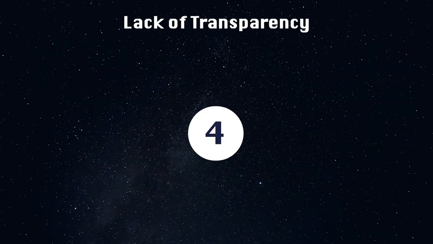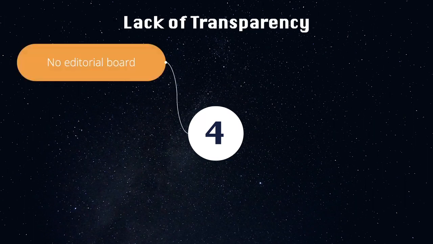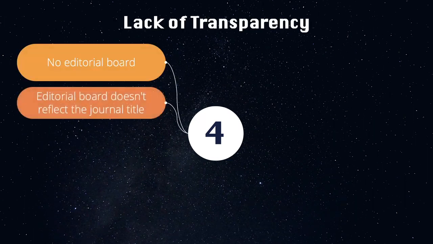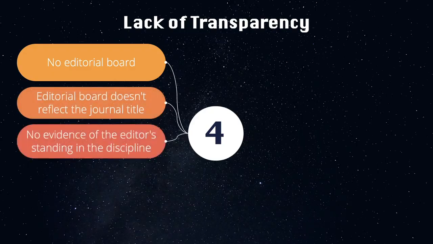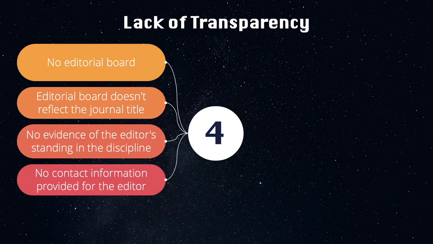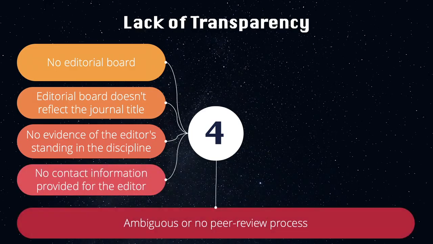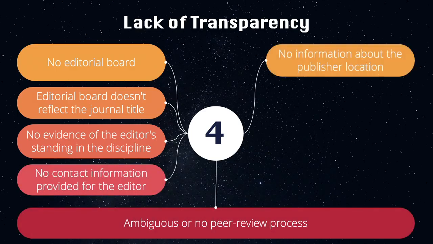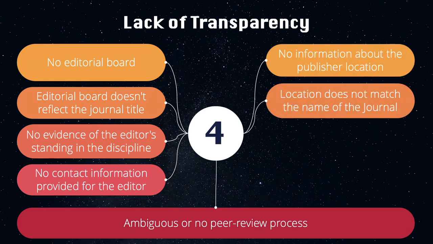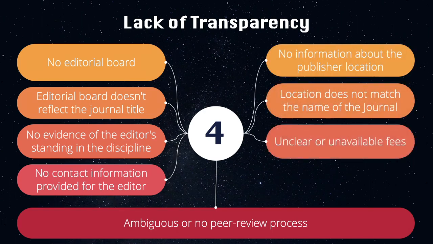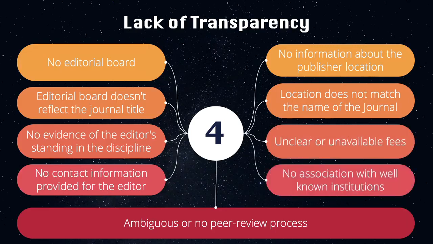The fourth red flag is a lack of transparency. This includes having no editorial board, or the editorial board doesn't reflect the journal title, no evidence of the editor's standing in the discipline, no contact information provided for the editor, ambiguous or no peer review process, no information about the publisher location, or the location does not match the name of the journal, unclear or unavailable fees, and the journal not being associated with any societies, universities, or institutions.